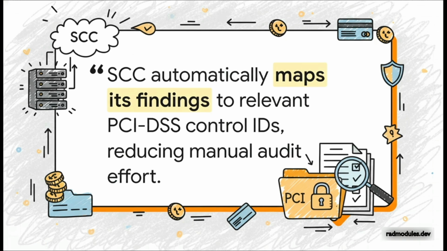I mean, imagine you're prepping for a PCI DSS audit. Instead of spending weeks manually checking every single resource, you can just use SCC to generate a report that proves all your storage buckets are private and your service accounts have minimal permissions. And each finding is tied directly to the relevant PCI control. It completely transforms the audit process from a painful manual slog into an automated report.